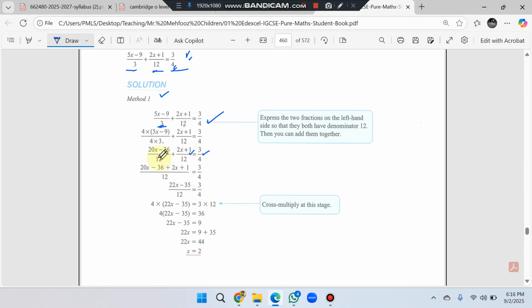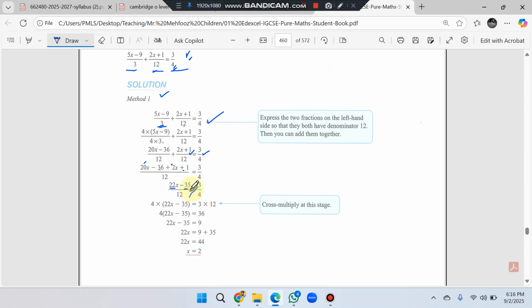The denominator is as it is, the numerators can be added because your denominators are the same. So it becomes 20x minus 36 plus 2x plus 1 over 12 is equal to 3 over 4. When we add these, 20x plus 2x is 22x, and minus 36 plus 1 is minus 35, over 12 is equal to 3 over 4.